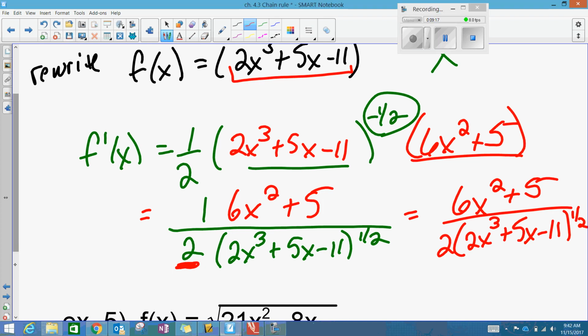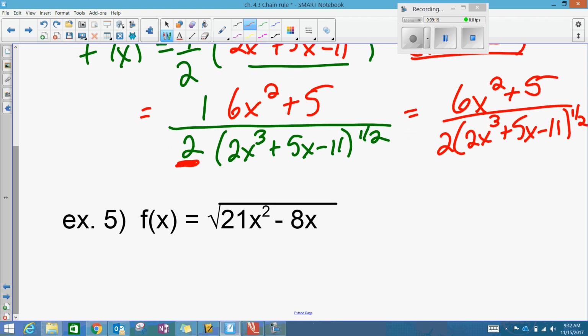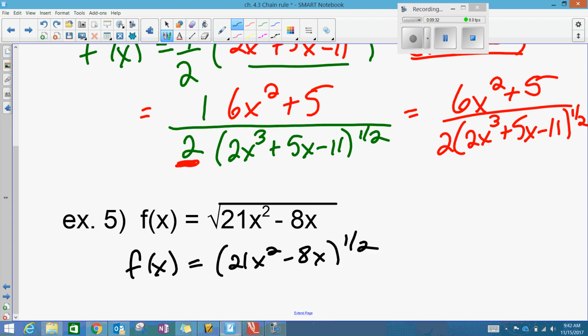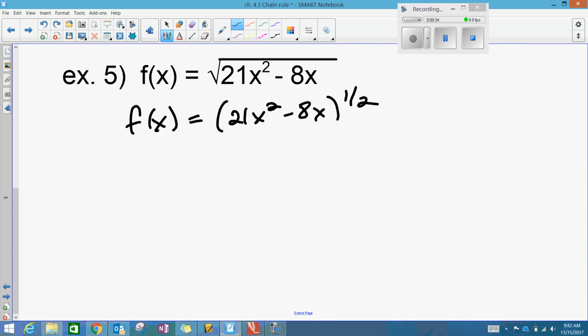Okay, so let's try another one. So again, first thing I'm going to do here is rewrite that radical. So again, I'm not taking any calculus yet. I'm just rewriting to the 1/2. Now my outside function is x to the 1/2.